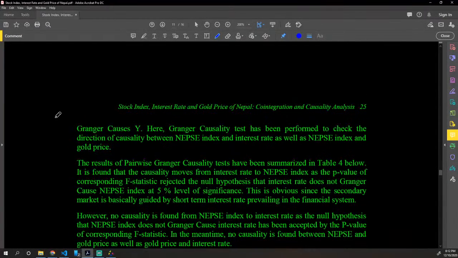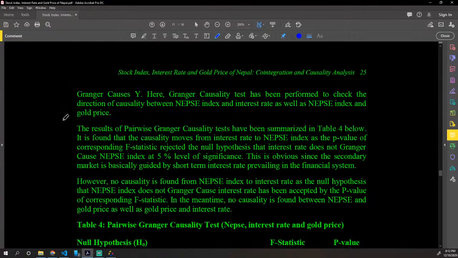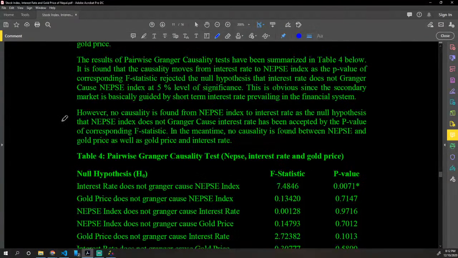So here the Granger causality test has been performed to check the direction of causality between the NEPSE index and interest rate, as well as the NEPSE index and gold prices. The results of the pairwise Granger causality test have been summarized in the table below. It is found that causality moves from interest rate to the NEPSE index, as the p-value of the corresponding F-statistic rejected the null hypothesis, that interest rate does not Granger cause the NEPSE index, at 5% level of significance.